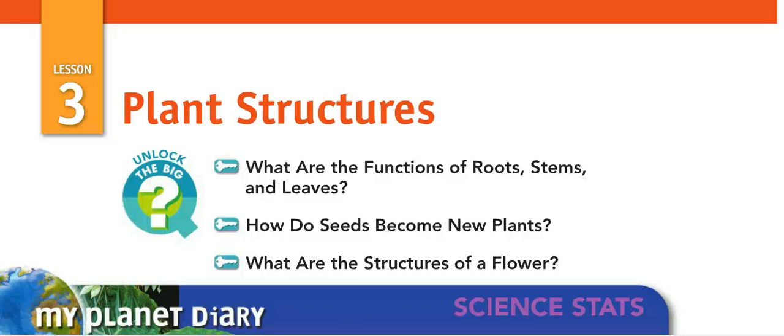This lesson is on plant structures. We're going to look at three key points. First one, what are the functions of roots, stems, and leaves? Then we're going to talk about how do seeds become new plants? And finally, what are the structures of a flower?